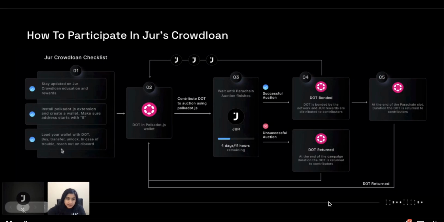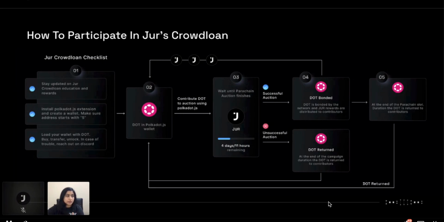And lastly, load your wallet with DOT. It depends on how far along you are on your journey with Polkadot. If you're very new, you might have to buy a DOT token. Feel free to buy from any of your favorite exchanges. It doesn't matter. If you have them in some other place, then feel free to transfer them to the wallet from where you'll actually contribute to the crowd loan.